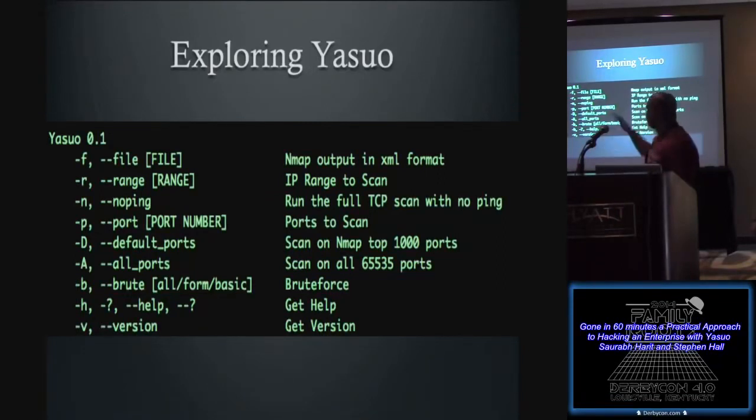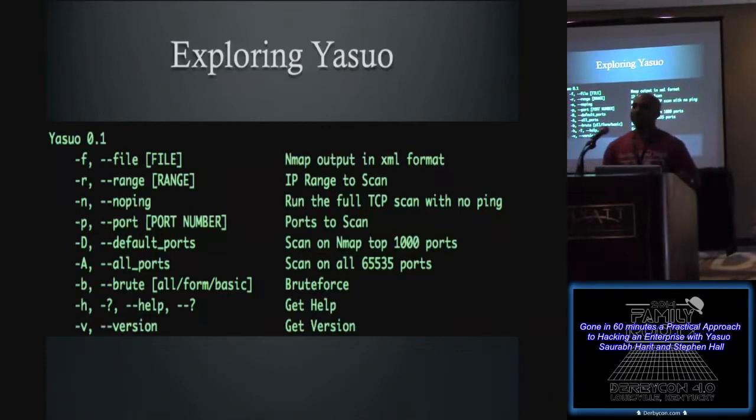These are some of the switch options that are provided by Yasuo. Let's start with -R. With -R, you can provide an IP address or IP range, pretty much the standard format that Nmap takes. If you don't want Yasuo to scan, you can scan the network, do a port scan using Nmap, and just save the result in XML format, and then feed that file to Yasuo with the -F switch.